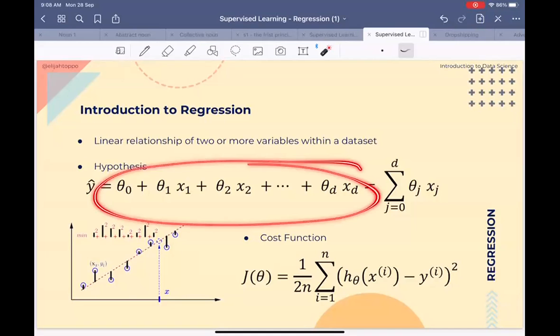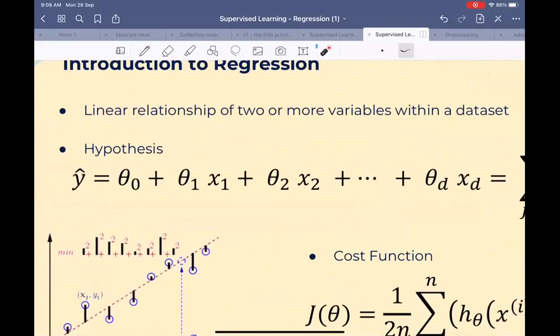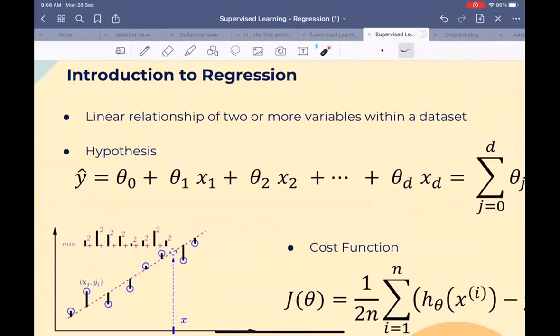So this is the linear regression model, which says that my output y hat is equal to theta 0 plus theta 1 times x1, theta 2 times x2, up to theta d times xd. These different terms x1, x2, xd are different dimensions of data, whereas the weights theta 1, theta 2, theta 3, theta d are the weights that are associated with these terms. So here it says how important x1 is. So x1 is as important as the weight theta 1.